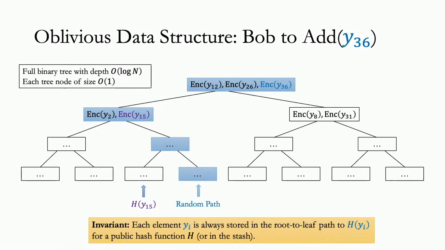Let's say h of y15 is this path. Then we can push it down along the random path to here. For y36, let's say y36 corresponds to this path. Then we can push it down here. And we're going to push all the elements down as much as possible along the random path, and then reorganize everything, and then we're done. Because this is a completely random path, the access pattern is oblivious. And then we're done with the construction.